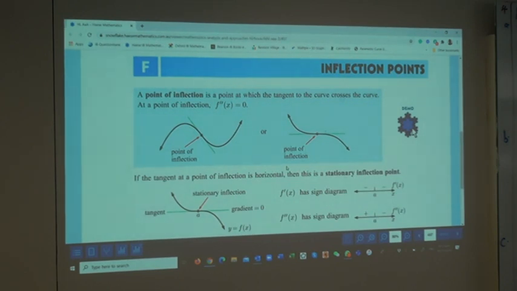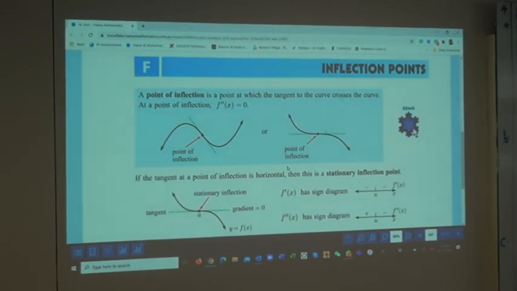Now, what we do in that method is that, let's say you are given a cubic function.